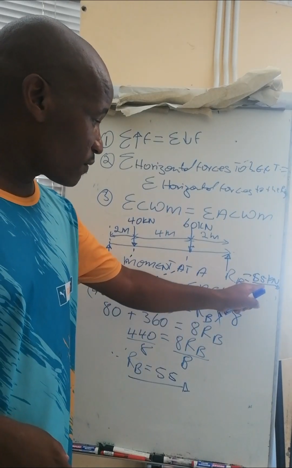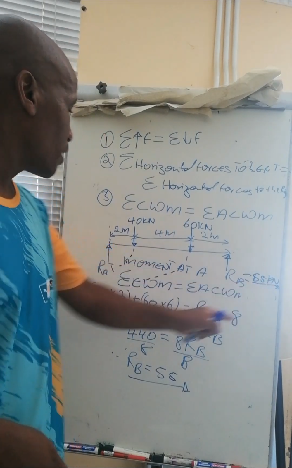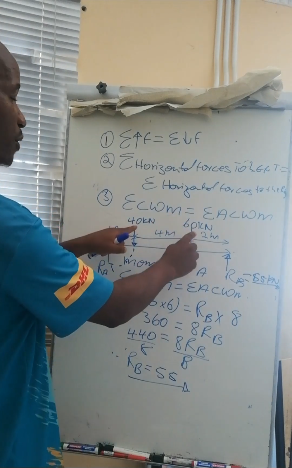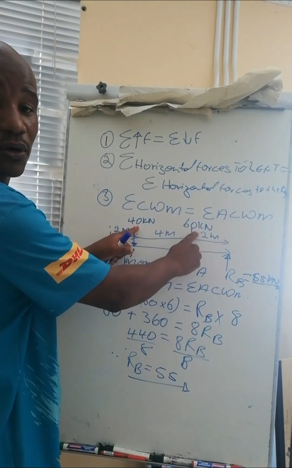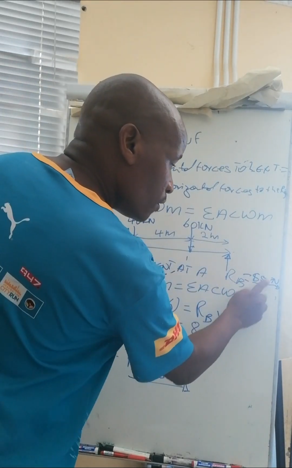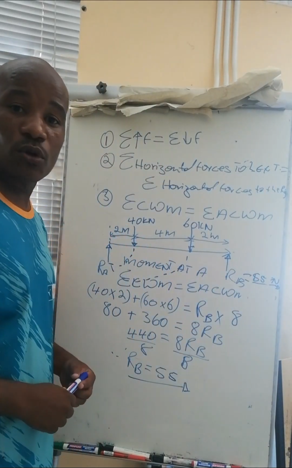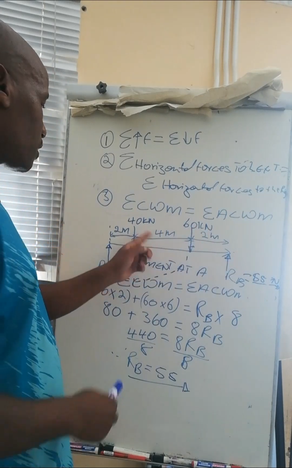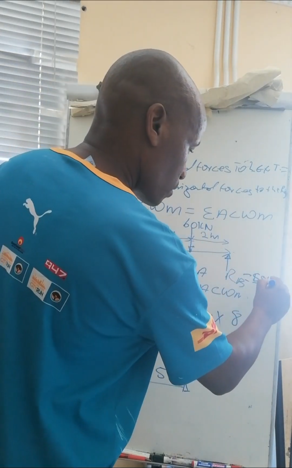The reason why this 55 is in kilonewton is because your beam was given in kilonewton. That's why it is in kilonewton. But if you say the answer is 55 newton, it's wrong because you are working in kilonewton.